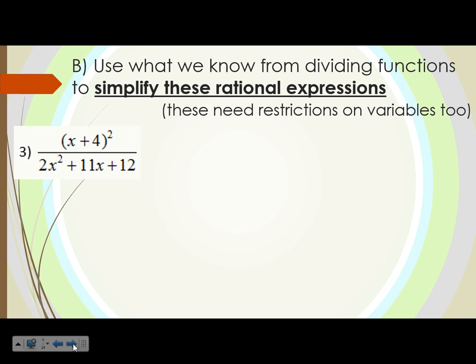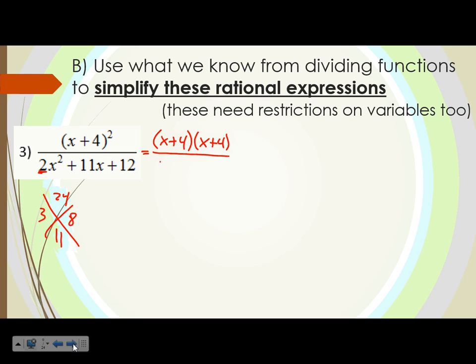So, first step, we need to factor, just like before. Now the good news is this x plus 4 squared is just x plus 4 times x plus 4. I like to write that out. Then this one has a leading coefficient, so it's going to take a little while. 2 times 12 is 24. We need 2 numbers that multiply to be 24 that add up to be 11. 3 and 8, they're both positive.